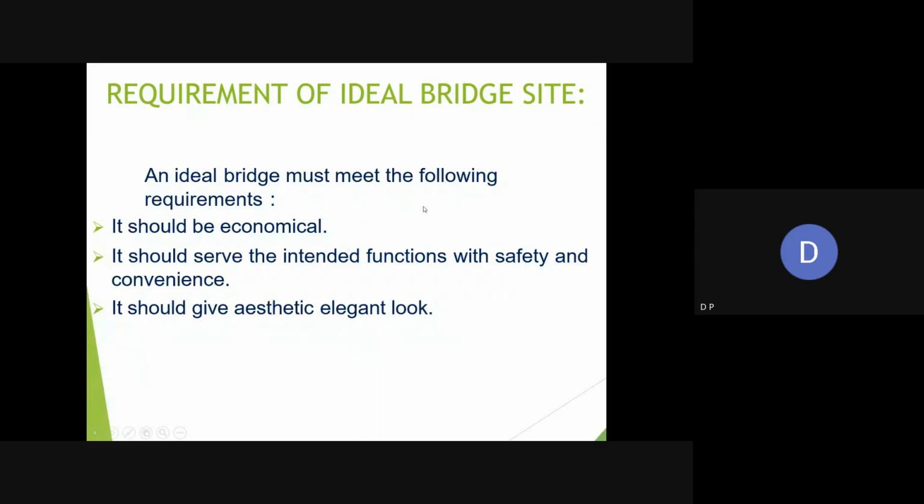Requirement of an ideal bridge site. An ideal bridge must meet the following requirements. It should be economical, it should serve the intended functions with safety and convenience, and it should give an aesthetic, elegant look.